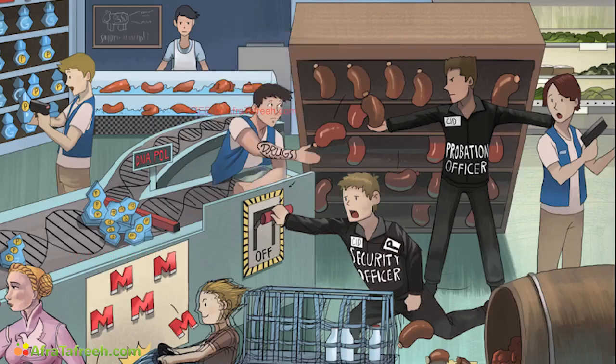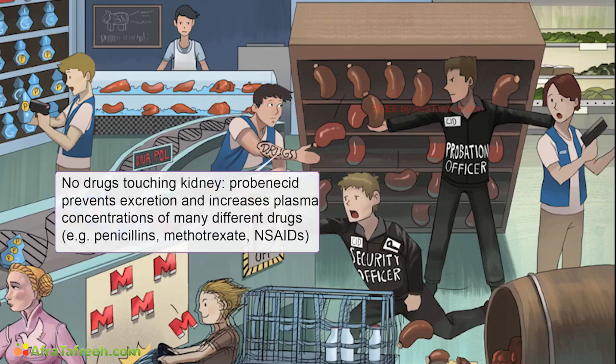And just to further emphasize that probenecid is keeping Cidofovir out of the tubules, limiting its excretion by the kidney, think of Cid, the probation officer, as keeping this punk teenager away from the bottles of alcohol, away from the kidney, so he doesn't violate his probation. In fact, probenecid prevents the excretion and increases the plasma concentrations of many different drugs, including penicillins, methotrexate, and NSAIDs. Hence, the tattoo displaying our cashier's fondness for illicit substances. Oh man, but drugs are so cool.